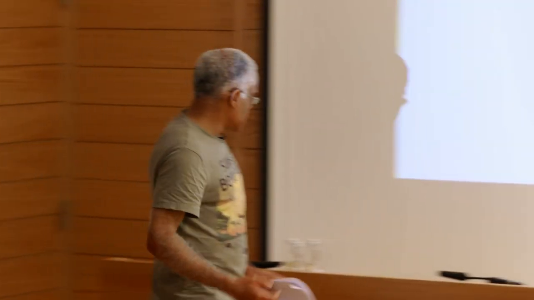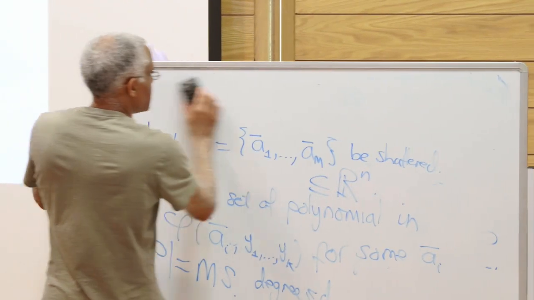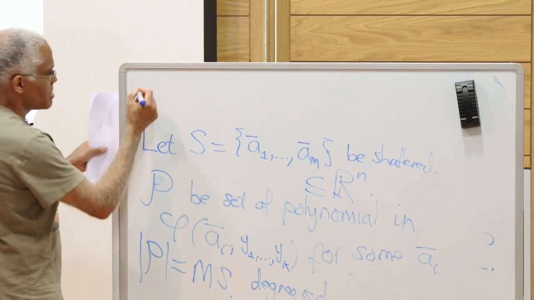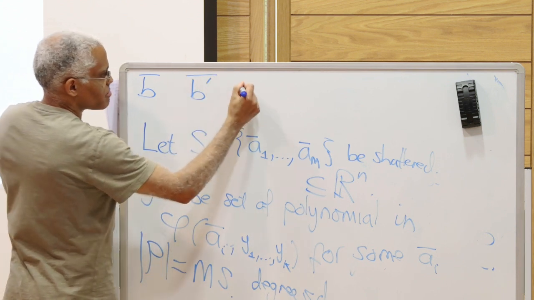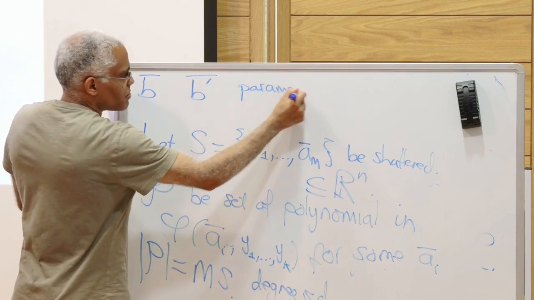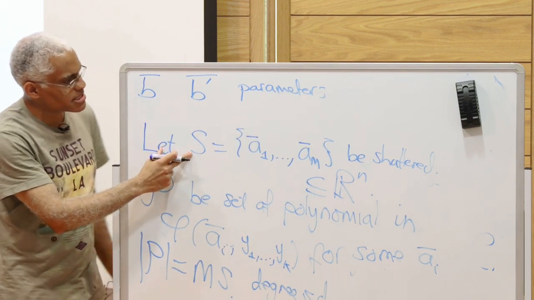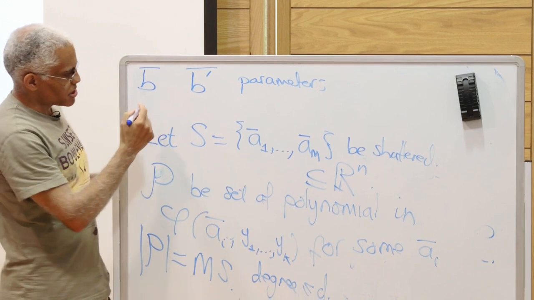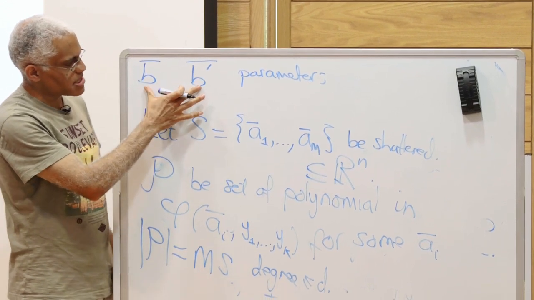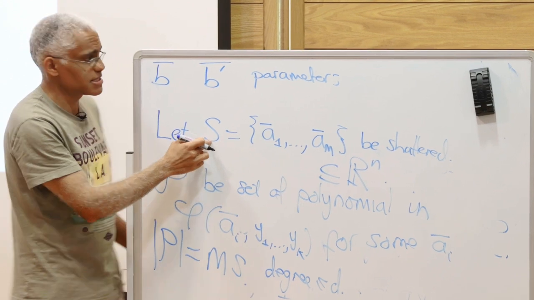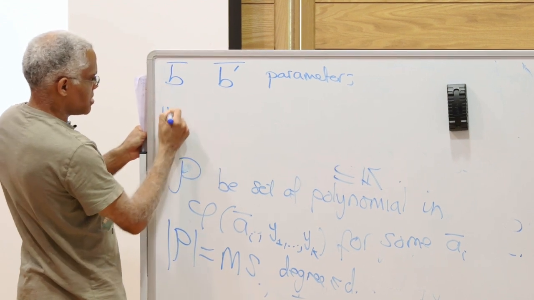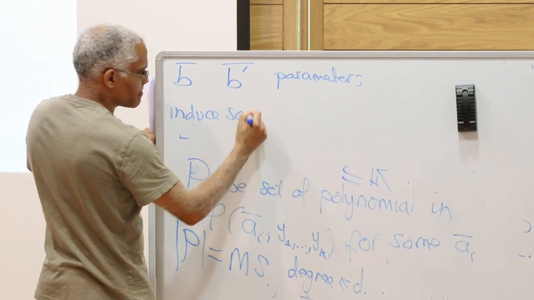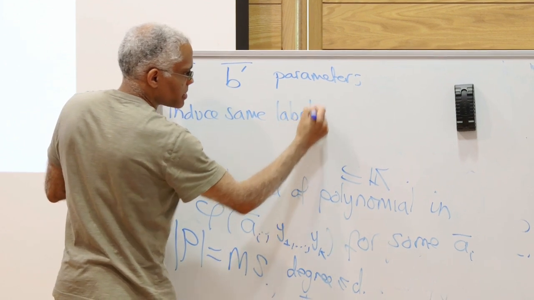So let's make this observation that, let's consider two sets of parameters b and b prime. We're interested in shattering S. And the question is, these parameters induce some concepts. And the question is, do the concepts induced by these parameters have the same labeling on S? So they induce the same labeling on S.